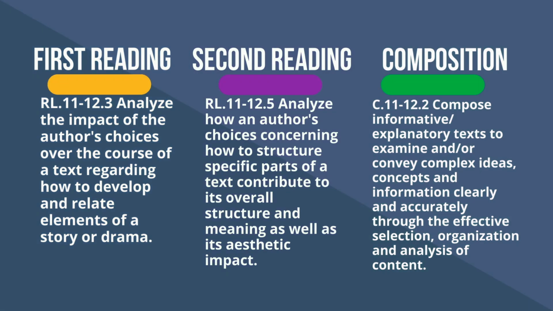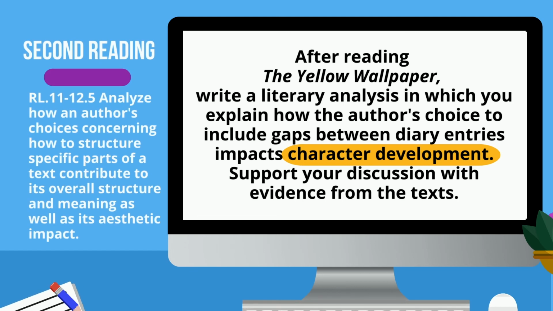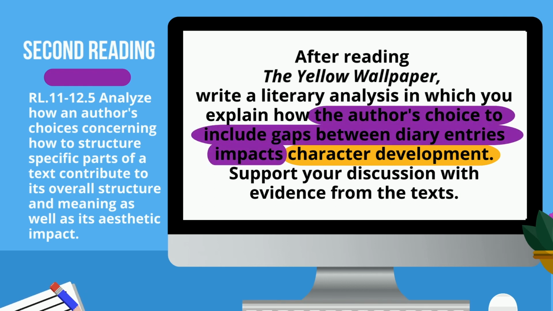Once again, let's give each standard a color. Now, let's code the prompt. We will begin with the first reading standard. RL.11-12.3 is the development standard, and the prompt references this standard by asking students to write about character development in the text. The second reading standard asks students to think about how an author makes choices about structure in a text to impact meaning. We see this standard in the prompt when students are asked to consider the impact of the author's decision to include gaps between diary entries.